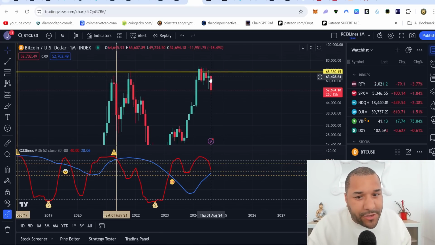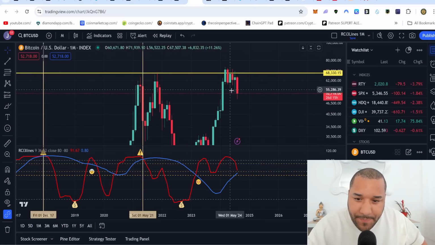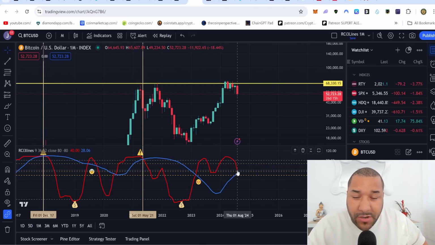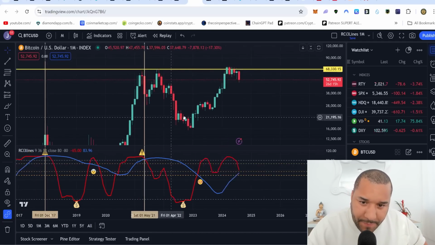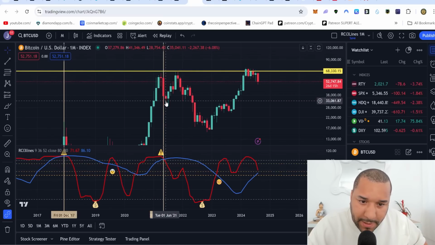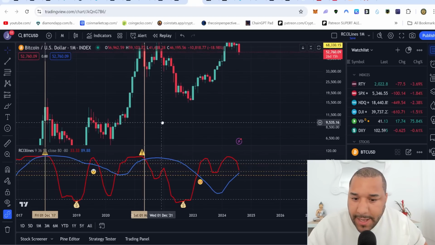I'm just painting a picture for you. At least that's what I think. And it all seems to be around this 70K mark, right? So if this red line crosses with this blue line, it could spell a big drop like what happened in the past, of at least 40 to 50%, right? So I want you to keep your eyes on that.